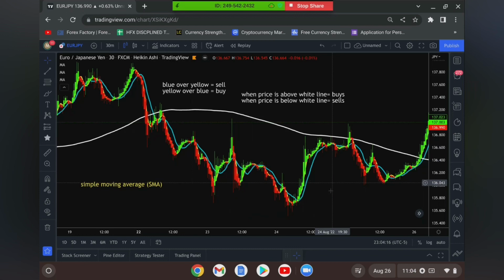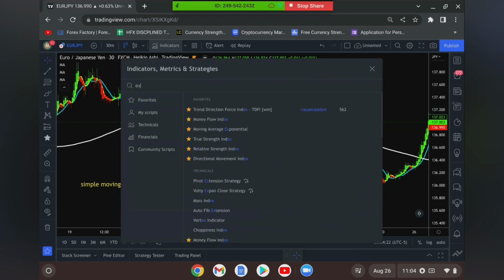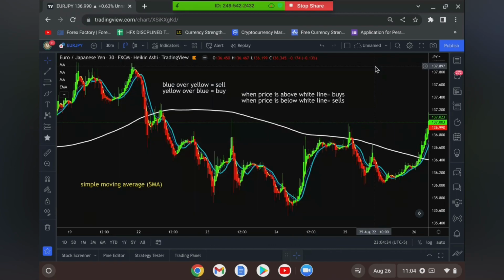Now, I want you guys to know that there's another moving average that you can utilize called the exponential moving average. All right, this one right here, moving average exponential. So I can easily click this and add it onto my screen as well. I know you guys can see the little small blue line following through there.